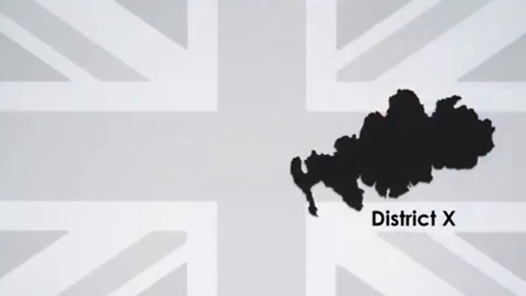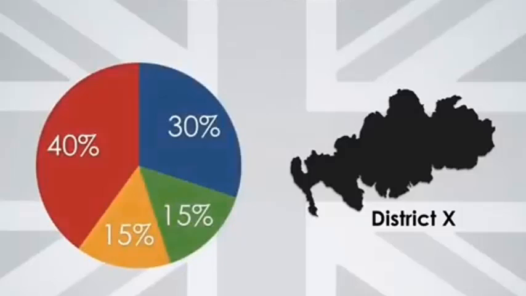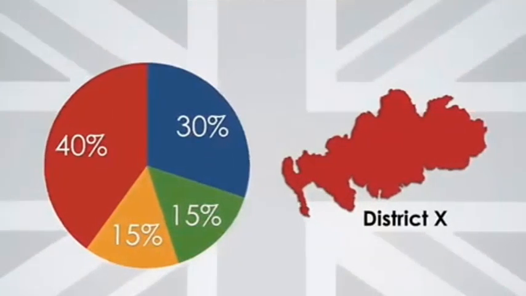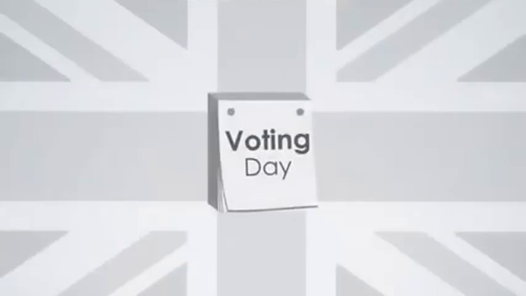This means that to win an election, candidates only need the highest number of votes, but not necessarily a majority. So for example, if Red gets 40% of the vote and the next best candidate gets 30%, Red still wins, even without 51%.